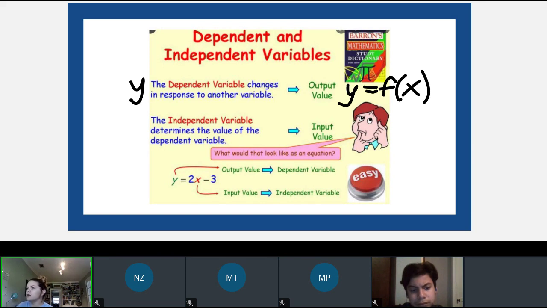Alrighty, so then our independent variable is going to be our x. The independent variable is what we change. We plug in something new, and then that forces the y value to change. Questions?